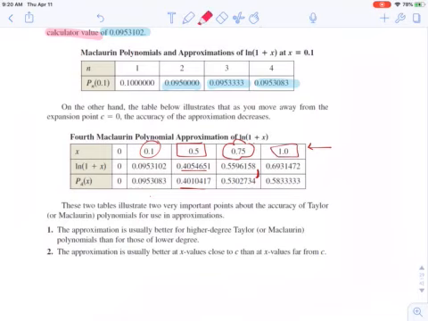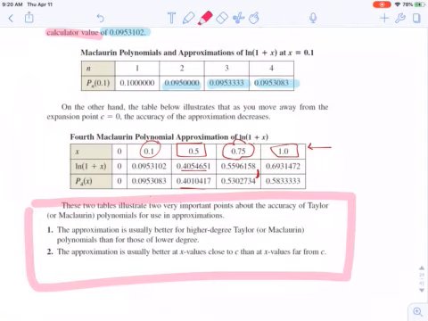So 2 important points about the accuracy of Taylor and Maclaurin polynomials for use in approximation. These are the 2 things to keep in mind. The approximation is typically better for a higher degree Taylor or Maclaurin polynomial, so the larger the n value, the better off you are. And the approximation is usually better at x values close to c. So I want to have x values close to c rather than far away from c.